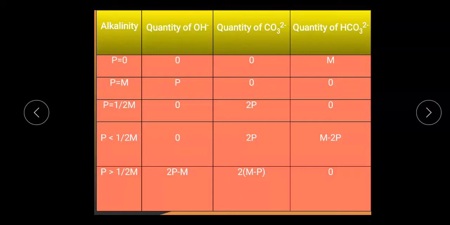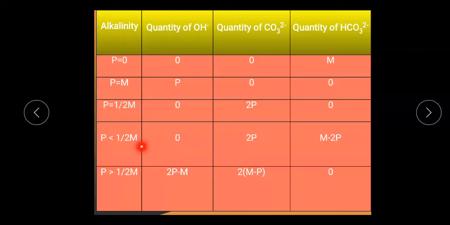Once you know P and M, compare them with the chart. Suppose the value of P is less than 1/2 of M. Then which type of alkalinity is present? Only carbonate alkalinity is present, while it is absent for hydroxide and bicarbonate alkalinity.